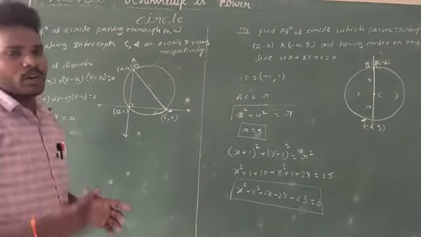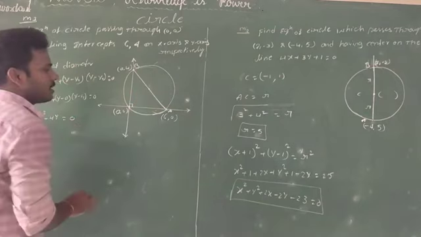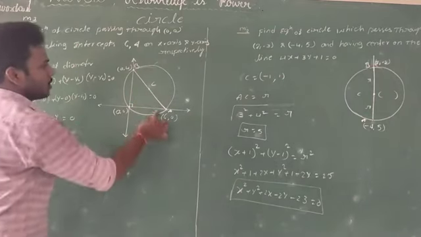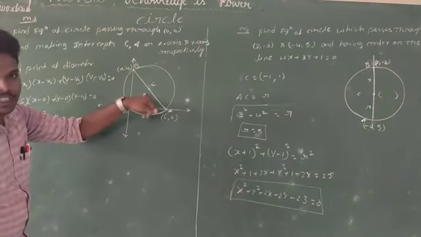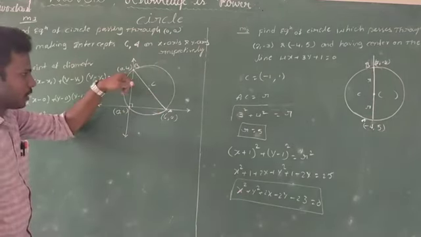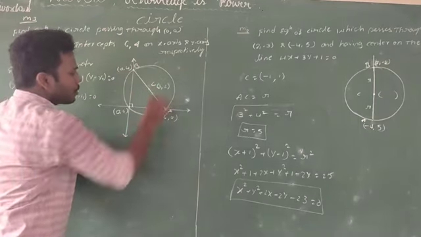Otherwise, we know one more thing. The midpoint of AB, since AB is the diameter, is nothing but the center. So the midpoint of the diameter is the center. The center midpoint means 6 by 2, that is 3 comma 2 is the midpoint.